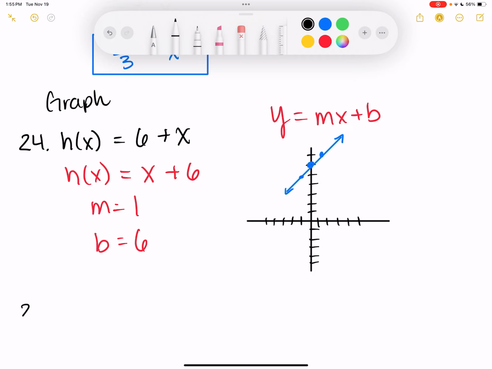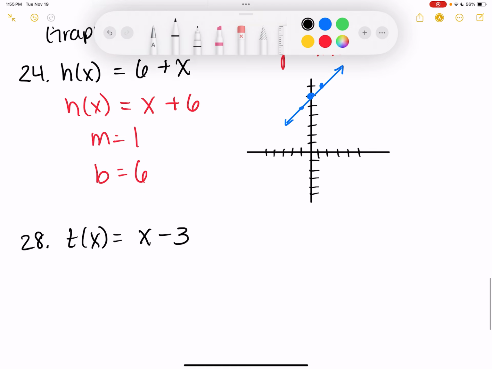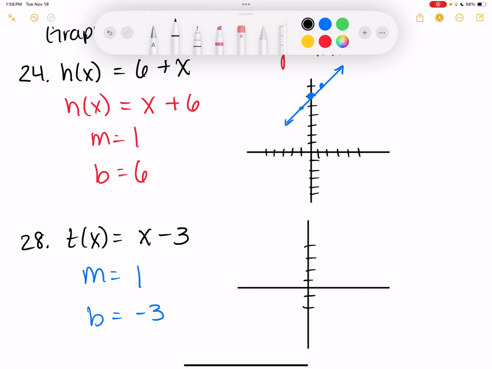Okay, 28. T of x equals x minus 3. So, what is my slope? 1. What's my y-intercept? -3. So, I'm going to set this up. Intercept is at -3, so on the y-axis, I'm going down to -3. Slope is 1, so that means up 1, right 1. And I can keep doing that, up 1, right 1, if I wanted to keep going.